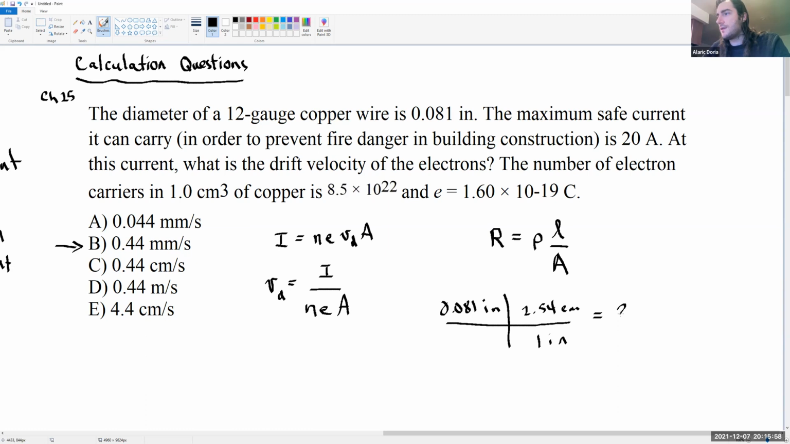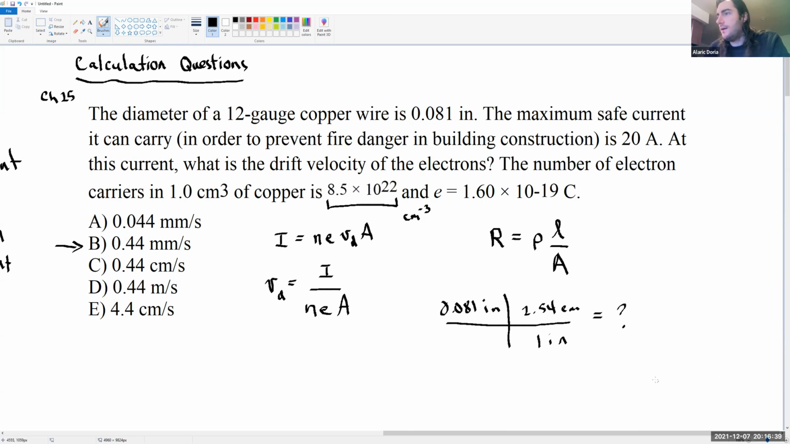The reason we need to convert this to centimeters is because we're given the number of electron carriers in 1 cubic centimeter of copper. So this is our charge carrier density, which has units of centimeters cubed in the denominator. Okay, so our N there has units of inverse centimeters cubed. So we get this answer in centimeters there. Then we can calculate the area of the wire there.